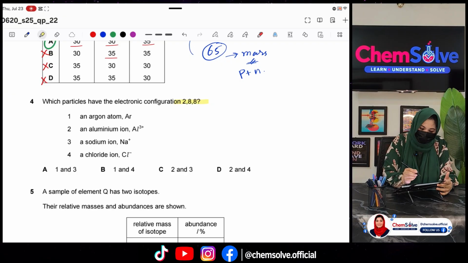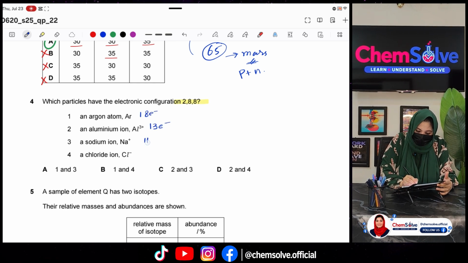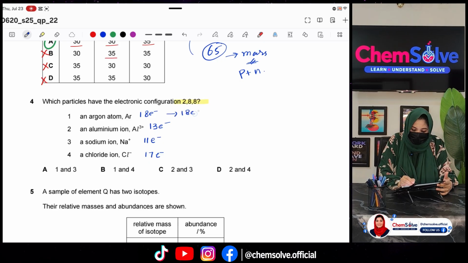So let me write here. Argon has 18 electrons. Aluminium has 13 electrons. Sodium has 11 electrons. And chlorine has 17 electrons. It is neutral, so the total electrons are 18.